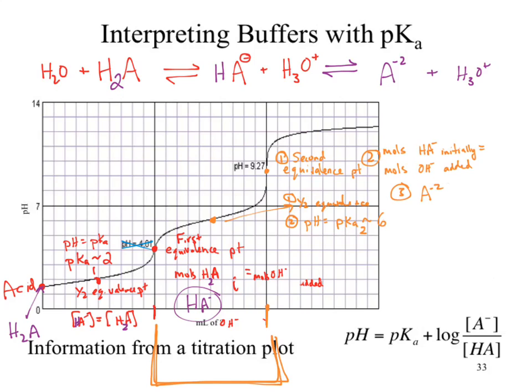What else is true with the half equivalence? It's how we ended up finding out that we had the pH equal to the pKa. I want a little bit more than acid and base because there's too many acids and bases floating in here. So we'd have the concentration of HA minus equal to the concentration of A2 minus.